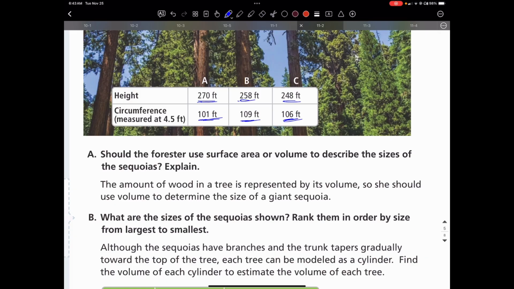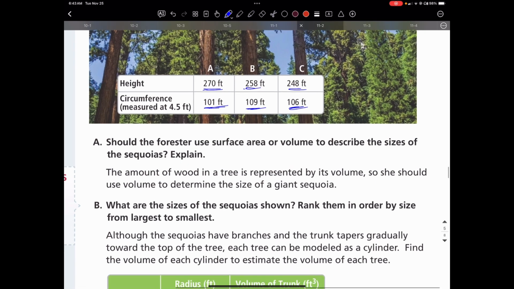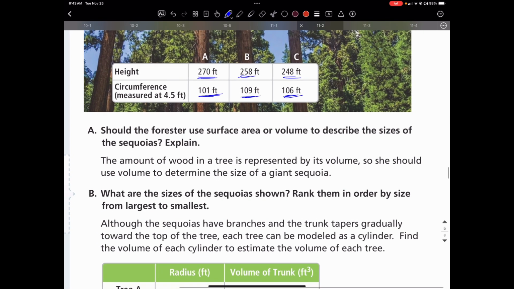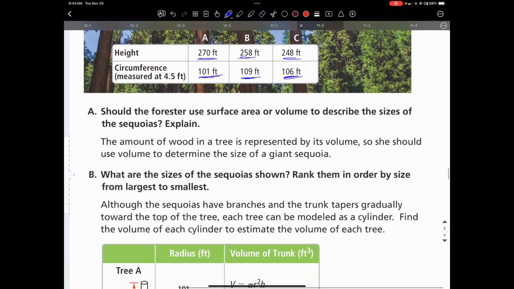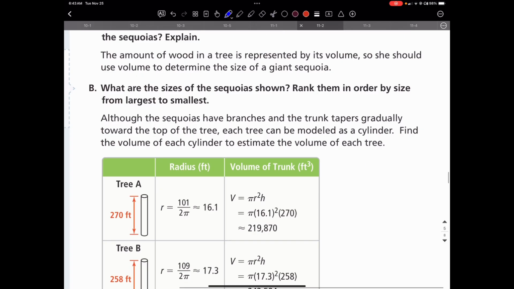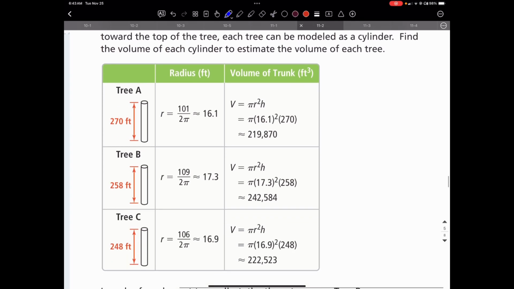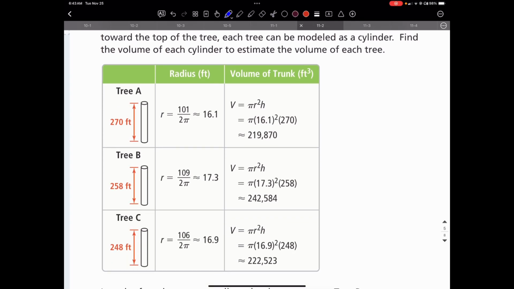All right. So what are the sizes of the sequoia shown? Rank them in order by size from largest to smallest. Although the sequoias have branches and a trunk that tapers gradually towards the top of the tree, each tree can be modeled as a cylinder. Find the volume of each cylinder to estimate the volume of each tree. So notice they did the calculations for us. That's great. We don't have to worry about doing that.